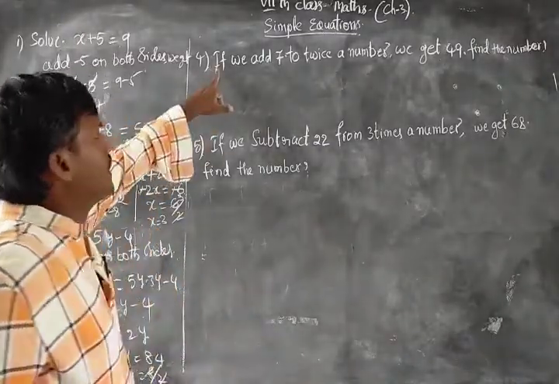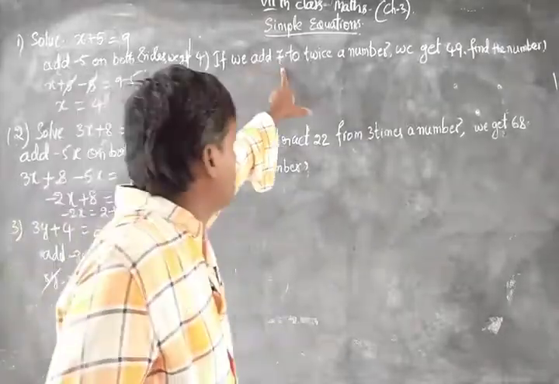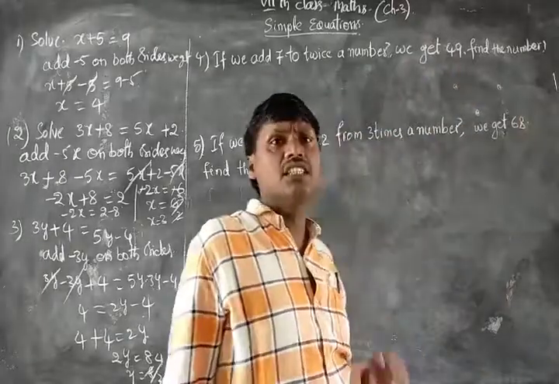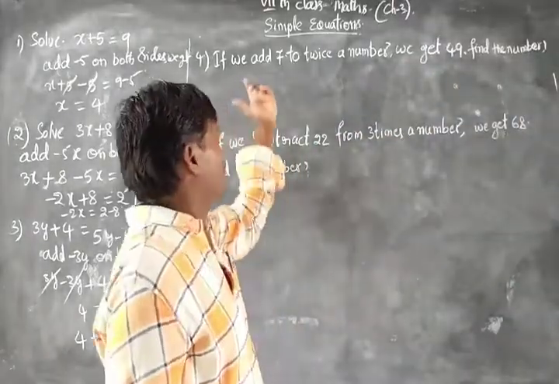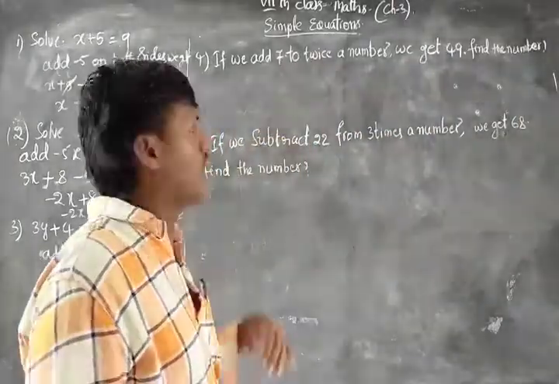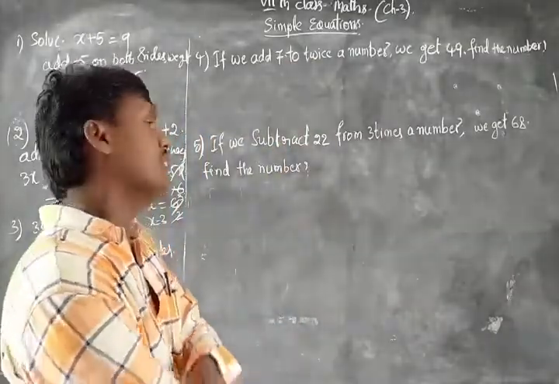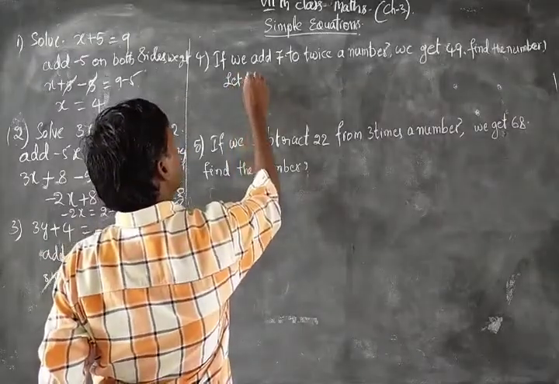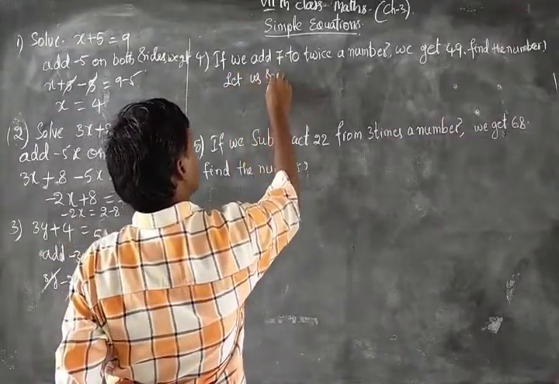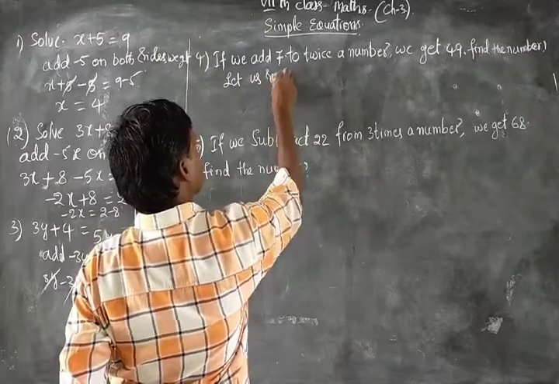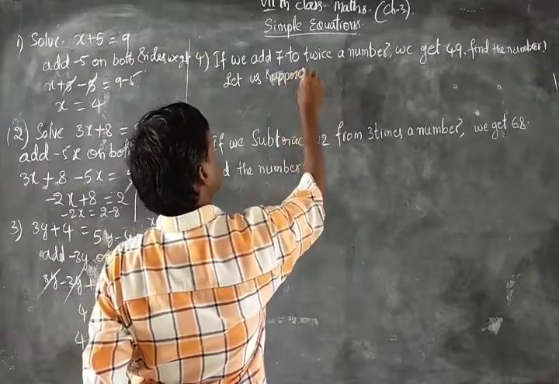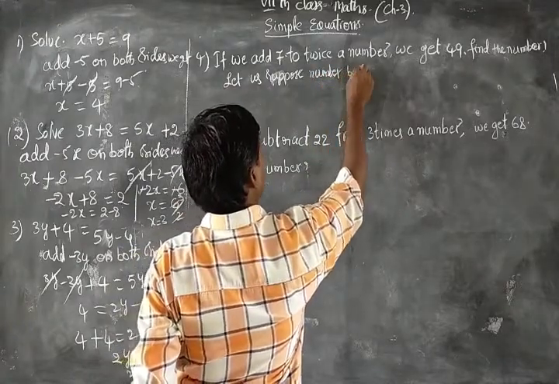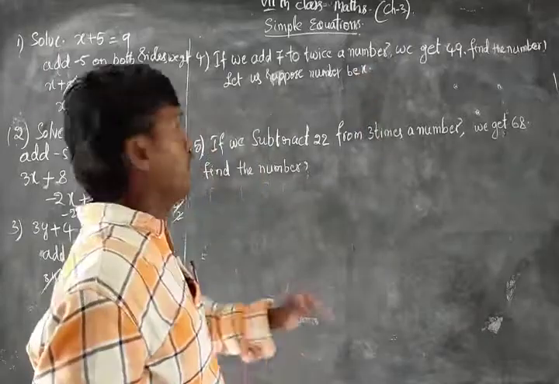The sum is, if we add 7 to twice a number, we get 49. Find the number. What is that? If we add 7 to twice a number, we don't know about that number, an unknown number. So we try to find that number. Let us suppose the number be x.